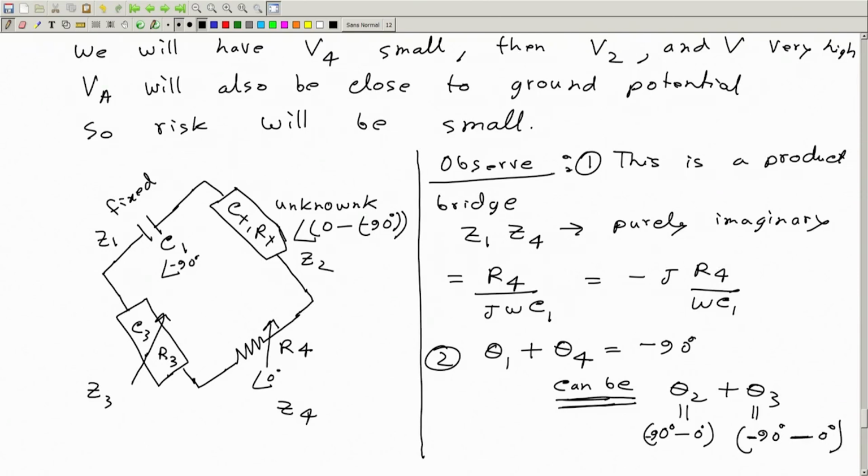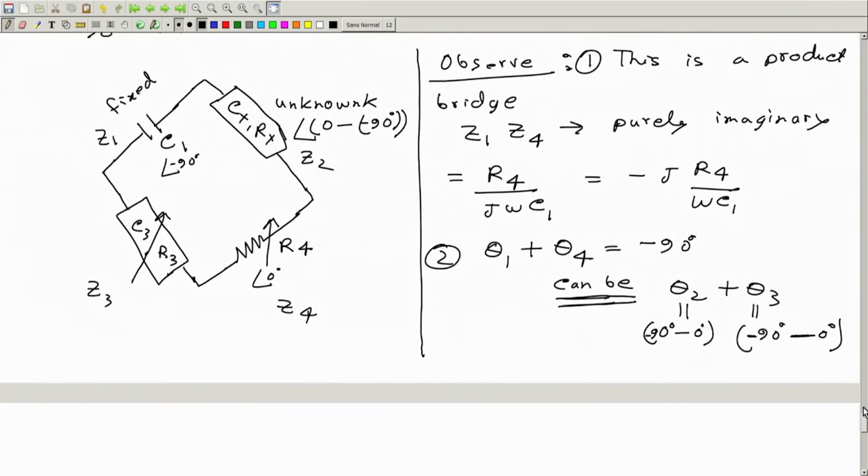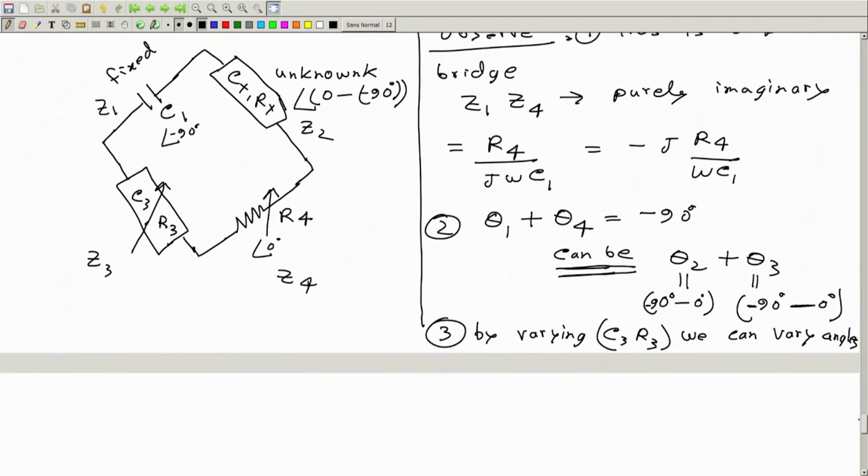This is a minus sign and this is a hyphen. Okay, so we can get this balanced. So, this is the nice design which Schering proposed. Once again, now, at point 3, by varying C3 R3 we can vary this angle relationship. You can vary angles. Okay. So, all requirements are fulfilled.